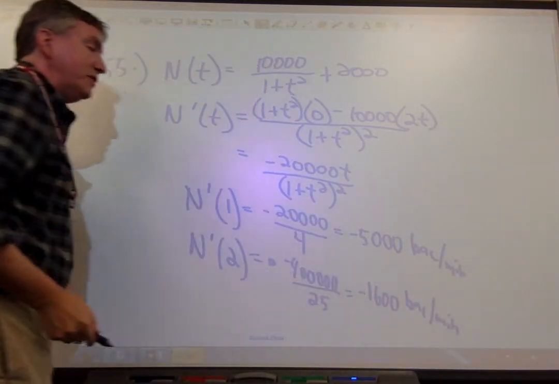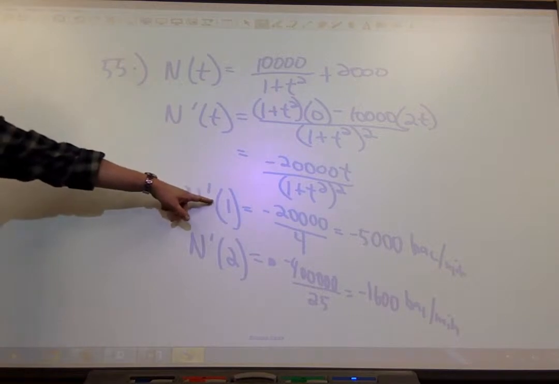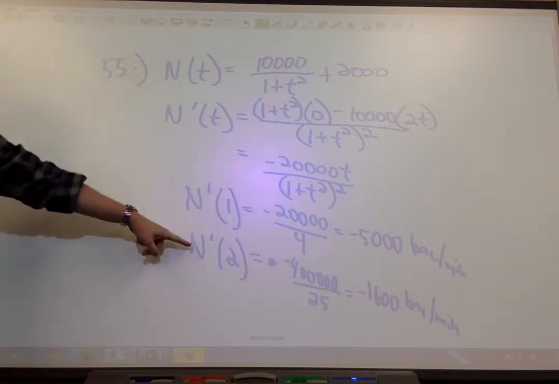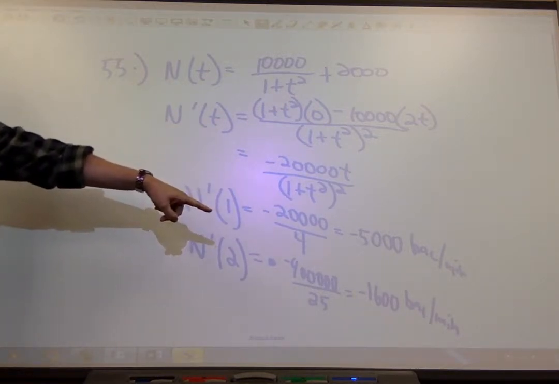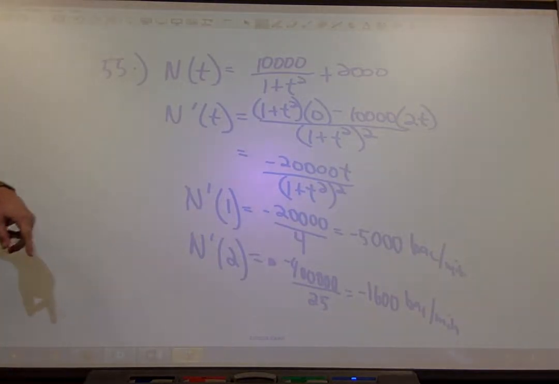That makes sense to me because when you first introduced it, it's going to kill a lot, and after 2 minutes, maybe not as many. So you see how that rate of change is decreasing? It's not killing as many per minute. They're still killing them, but only 1,600, which is like more than a third of what it was. So it's not killing as many after 2 minutes, and I guess that would continue as the time went on.